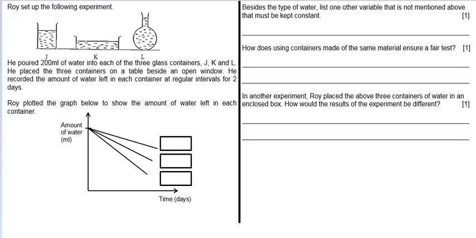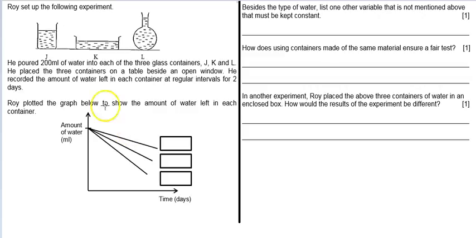Roy set up the following experiment. He poured 200 ml of water into each of the three glass containers, J, K, and L. So that means each of the containers J, K, and L contains 200 ml. So that's a constant. Alright, so he placed three containers on a table beside an open window.